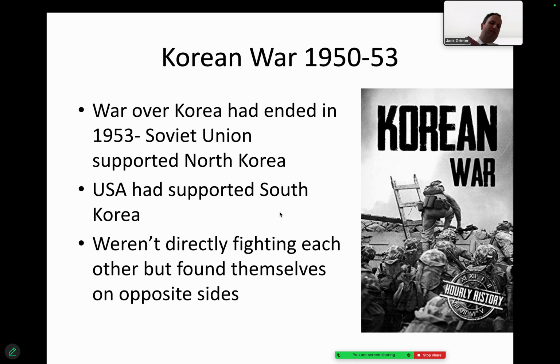You don't need to know this in much depth, but it's good to know that during this period of 50-53, there is the Korean War, where the Soviet Union supported North Korea and the USA supported South Korea. So they weren't directly fighting each other, but they found themselves on opposite sides. But it's not in the specification, so it's not a major thing that you're going to be asked on.